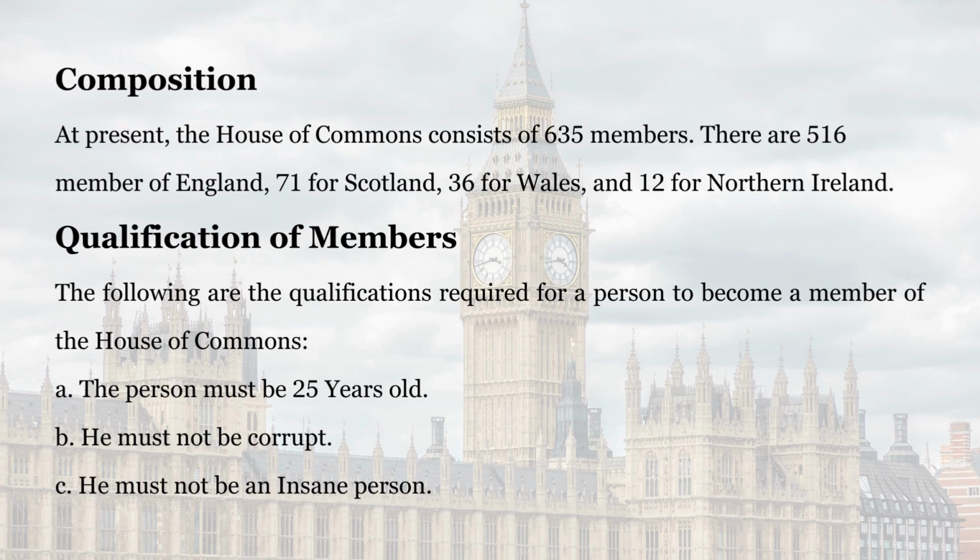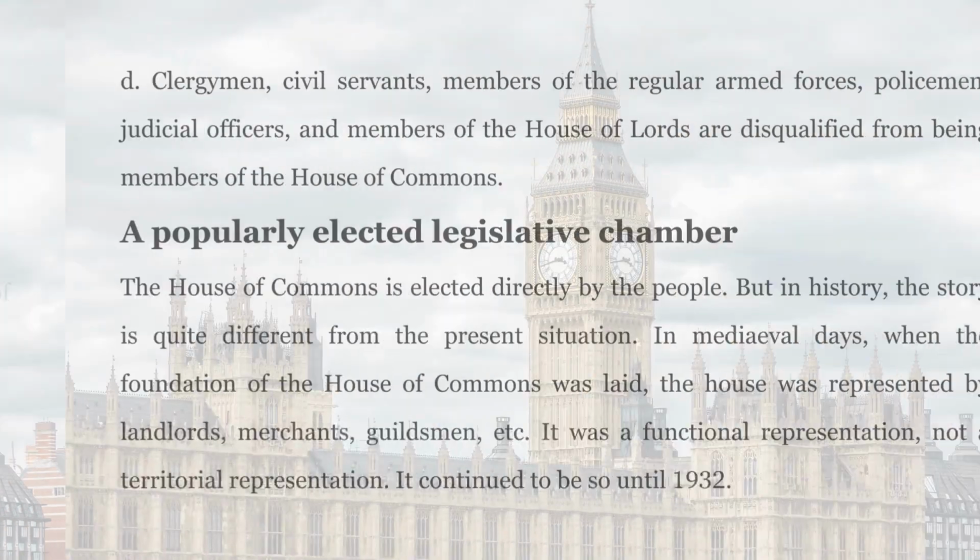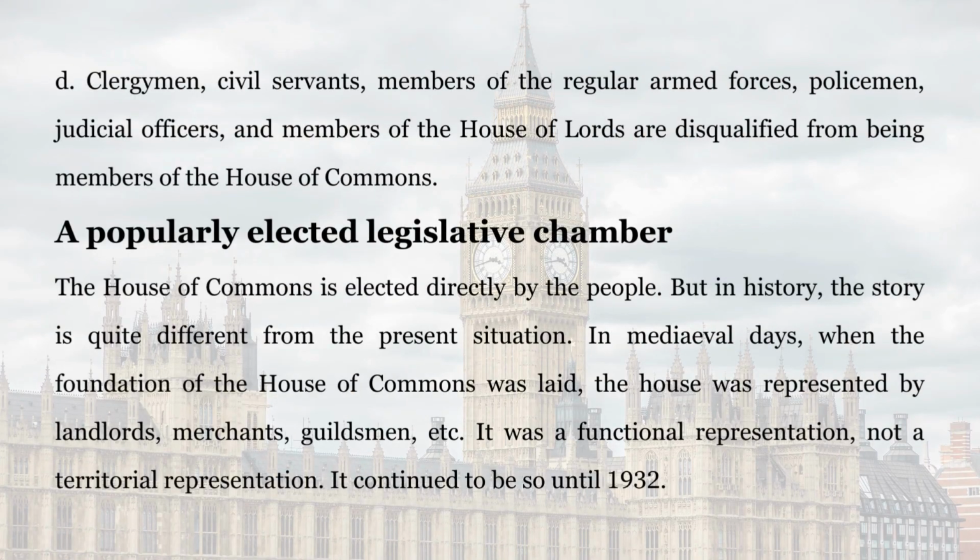The person must be 25 years old. B. He must not be corrupt. C. He must not be an insane person. D. Clergymen, civil servants, members of the regular armed forces, policemen, judicial officers, and members of the House of Lords are disqualified from being members of the House of Commons.